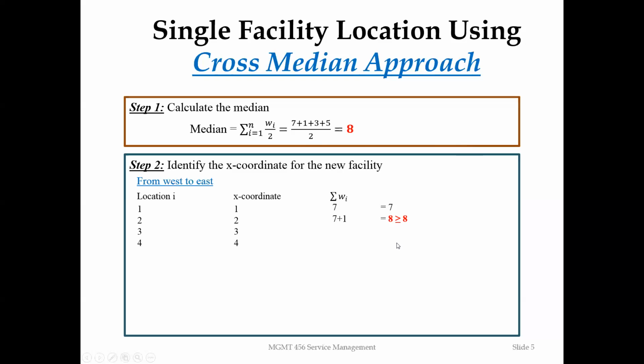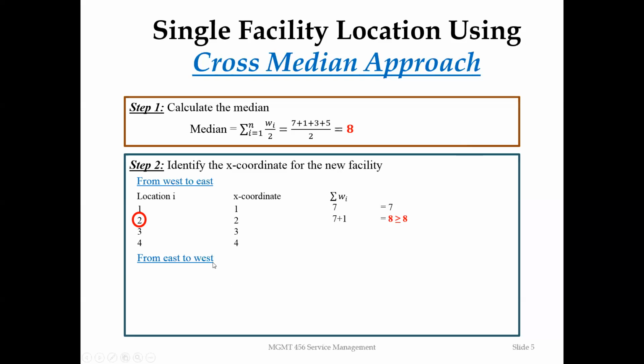Then we can stop and mark the last location. The last location is location 2, because at location 2, the total weight now reaches 8, which is the median value. So we stop and mark location 2. Now we do a similar procedure, but we go in a different direction.